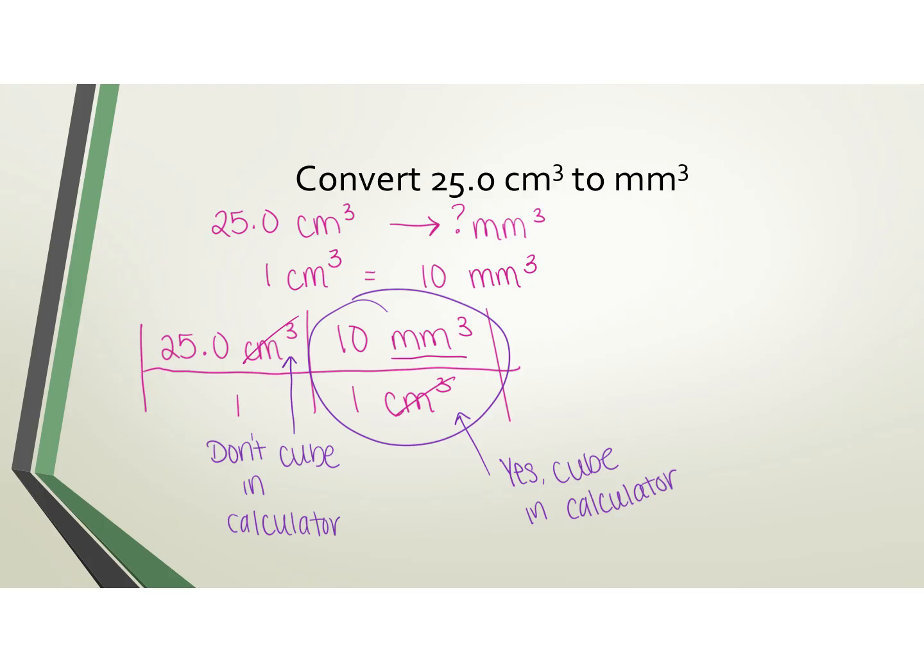So now we'll solve it just how we always have. We're going to multiply the top row. So we're going to take 25. And remember, we're not going to cube this one, so just 25. And then we're going to multiply it by 10 cubed. You do have to include the cubed in the conversion factor.